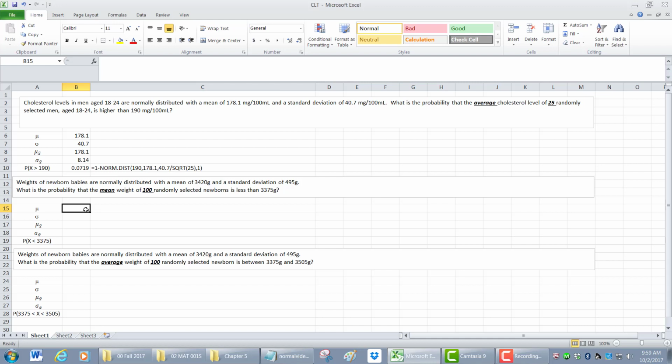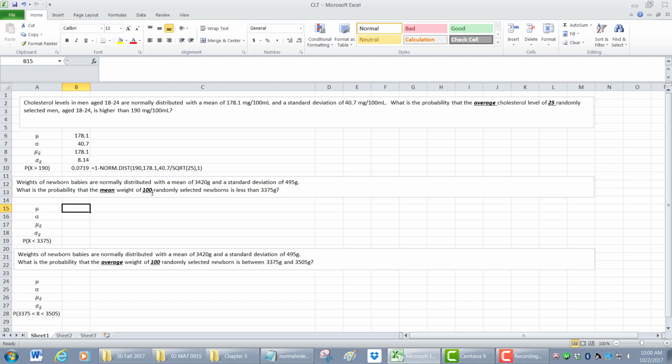Problem number 2. Weights of newborn babies are normally distributed with a mean of 3,420 grams and a standard deviation of 495 grams. What is the probability that the mean weight of 100 randomly selected newborns is less than 3,375 grams? Well, do we need the central limit theorem? Yes, because we're not being asked about one baby. We're asking about the mean of 100 randomly selected babies.